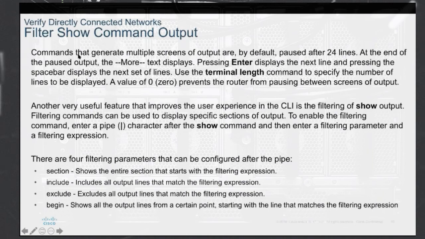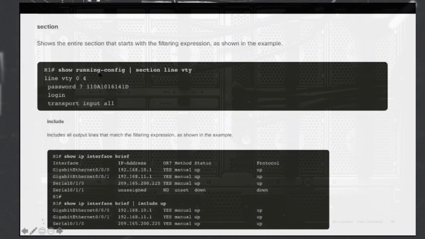This is the last bit. If you want to filter the commands, you do not want to have all the functionality listed and go over it, so you have the capability we call the filter command. You have four filtering parameters: section, include, exclude, and begin. When you use the show command, say show running-config, we saw that it gave us the output having everything. But if we just want to see one section, say line vty, we use the section command with this character, and when you insert this and use section line vty, the output will only show line vty.